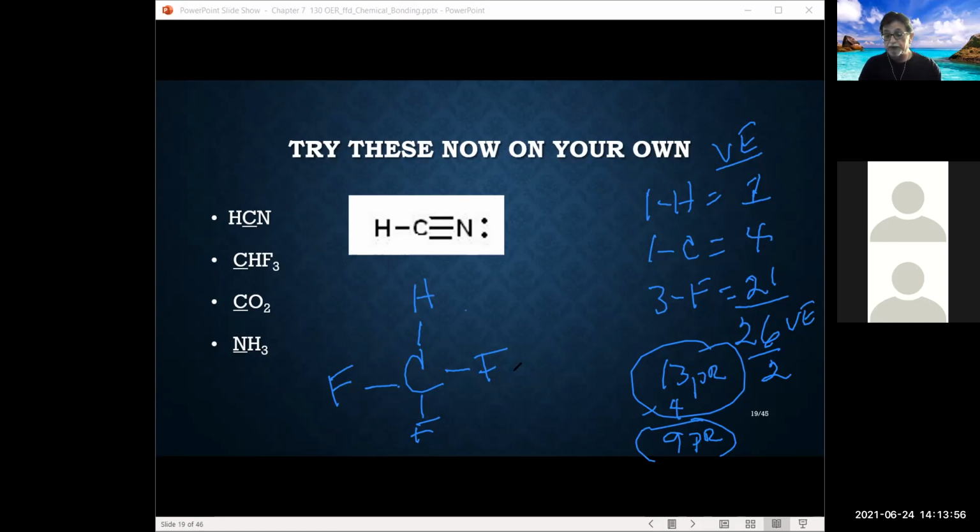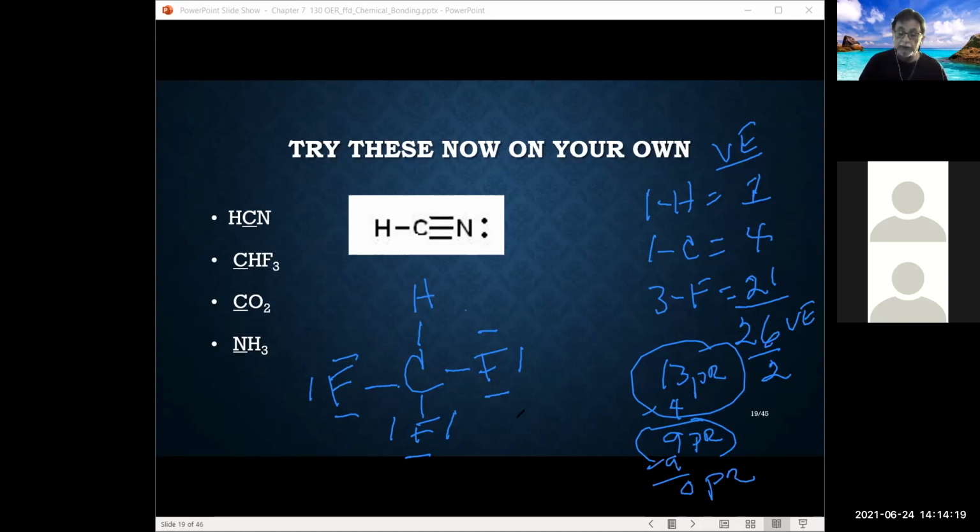Remember, right now the fluorides only have 2 around them, and we've got to have an octet. So I can just put them in there. 1, 2, 3, 4, 5, 6, 7, 8, and 9. That took care of my 9. I've got 0 pairs left over, right?